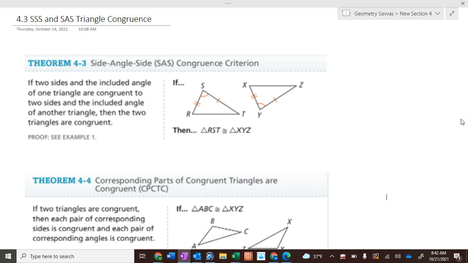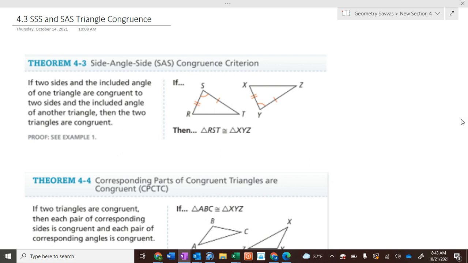If two sides and the included angle of one triangle are congruent to two sides and the included angle of another triangle, then the triangles are congruent, and we don't have to prove every single side and every single angle are congruent to each other. All we need to know are two sides and the included angle. What do I mean by included? That the angle is in between the two sides that we know. Not this angle over here, not this angle over here. Okay?